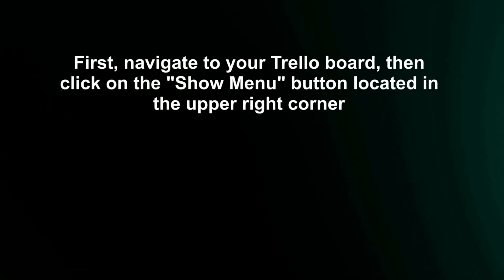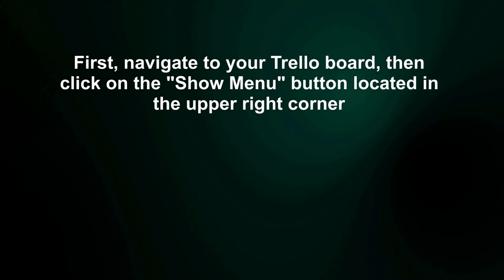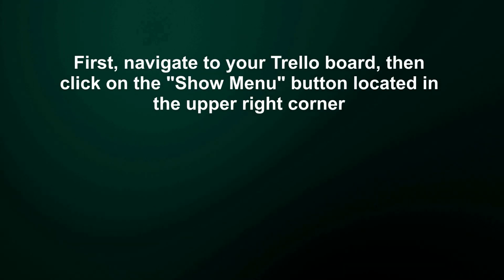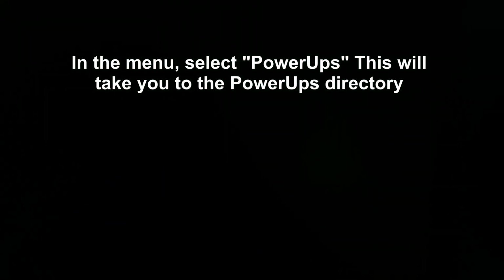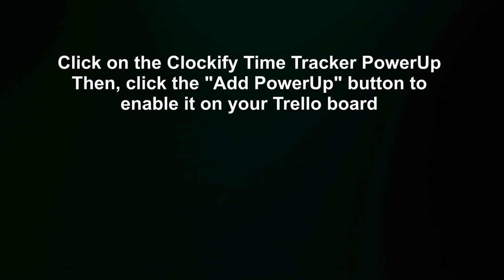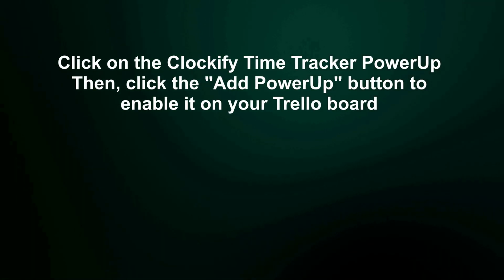First, navigate to your Trello board, then click on the Show menu button located in the upper right corner. In the menu, select Power-Ups. This will take you to the Power-Ups directory. Use the search bar and type Clockify to find the Clockify Time Tracker Power-Up. Click on the Clockify Time Tracker Power-Up, then click the Add Power-Up button to enable it on your Trello board.